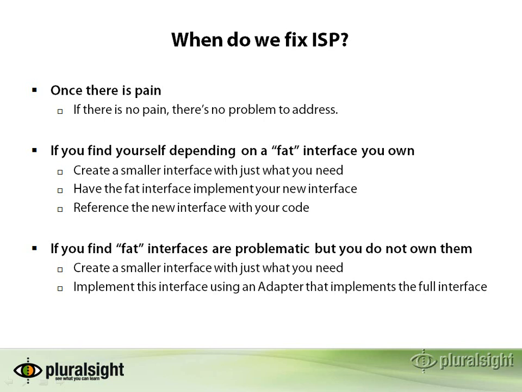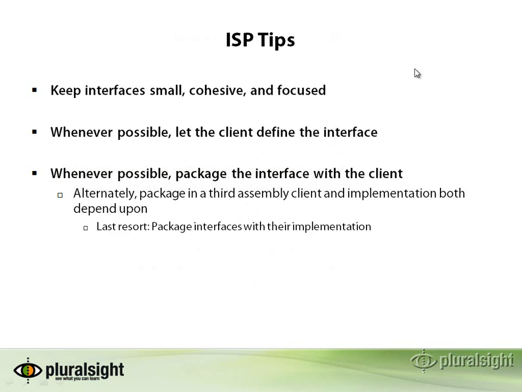If you find fat interfaces are problematic, but you don't own them, for instance, if you had the example I showed with the membership provider that's built into the .NET framework, something that you can do is create a smaller interface with just what you need, and then implement this interface using an adapter that implements the full interface. So this would allow you to basically work with a subset of the large interface, and the adapter would be between you and the third-party interface that you don't have control over.